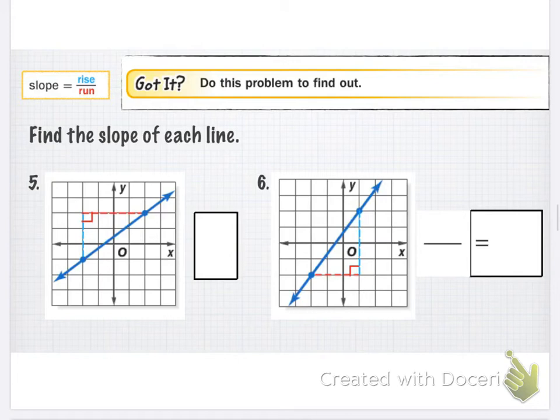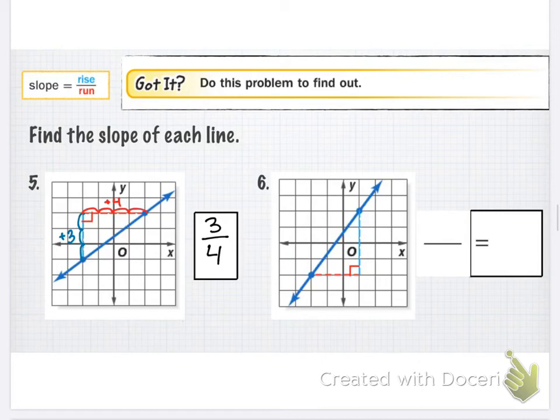We're going to find the slope of each line. Here I already gave you a little template for the right triangles. If we go up, the rise would be 1, 2, 3. So the rise is a positive 3. And the run is 1, 2, 3, 4, a positive 4. So our slope is 3 over 4, because it's rise over run. We went up 3 and went over 4.